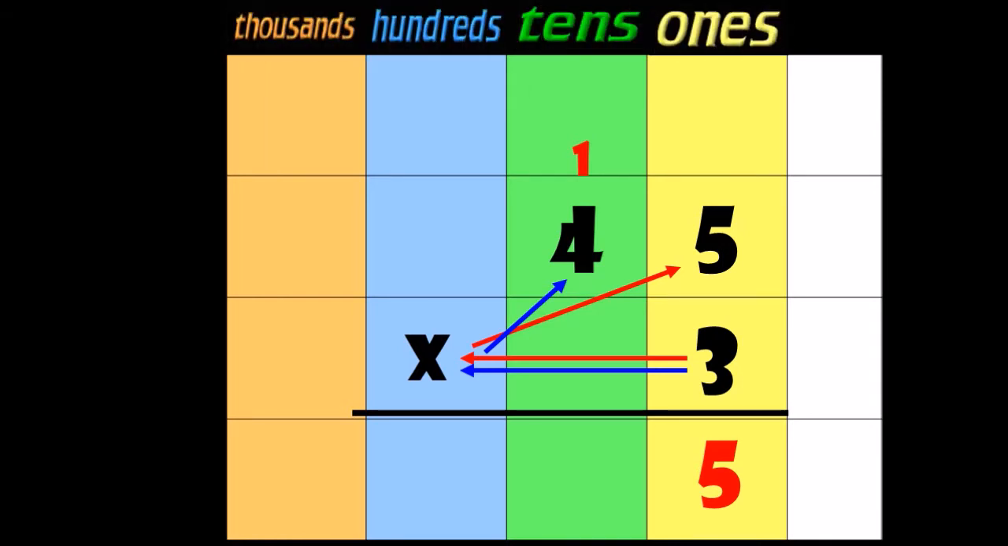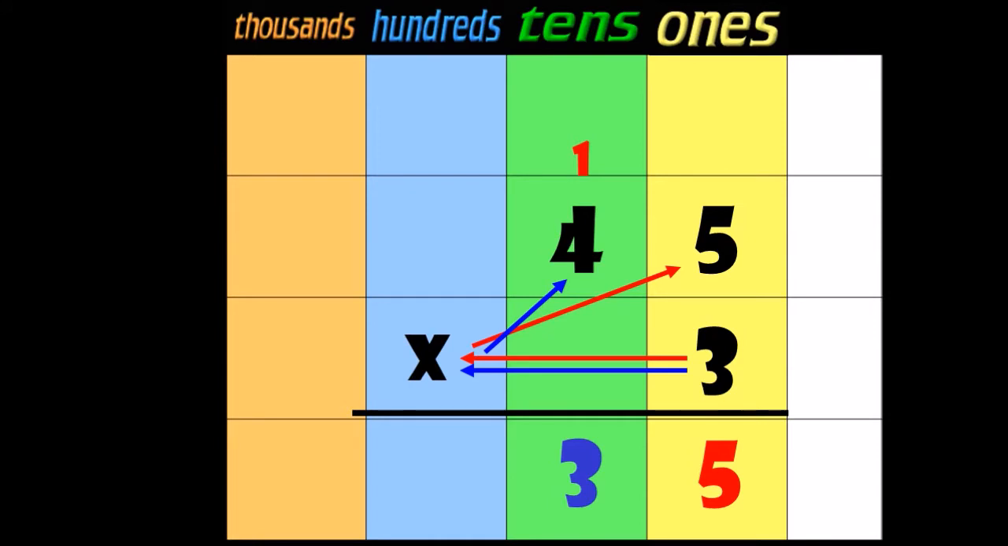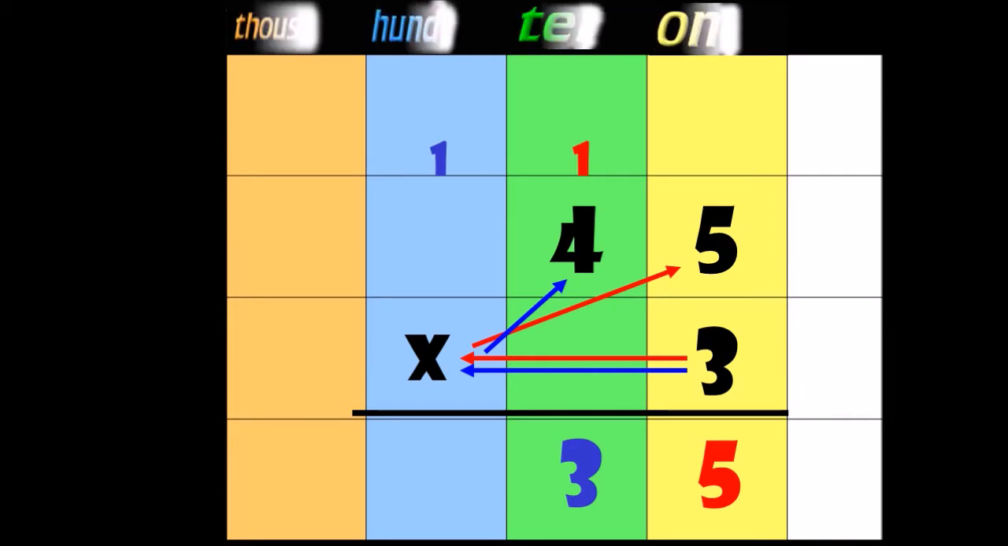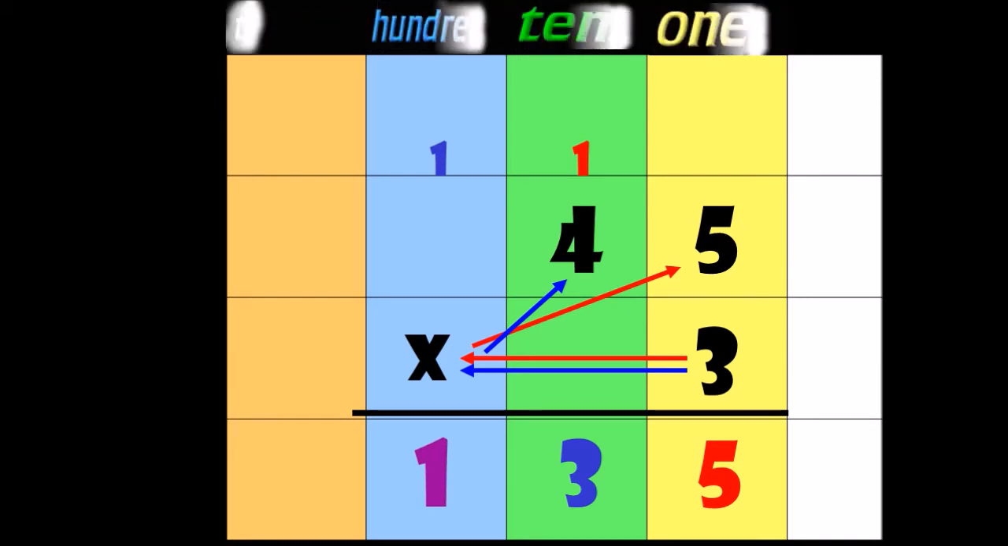We can only write the 3 down at the bottom, and we will need to regroup a 1 into the blue hundreds place. There's nothing else to multiply that 3 by, so that 1 which we regrouped in the hundreds place gets dropped straight down, and our answer is 135. I know this is reasonable because my estimation was 150. Let's try another.